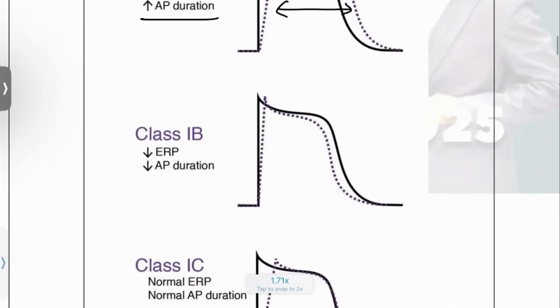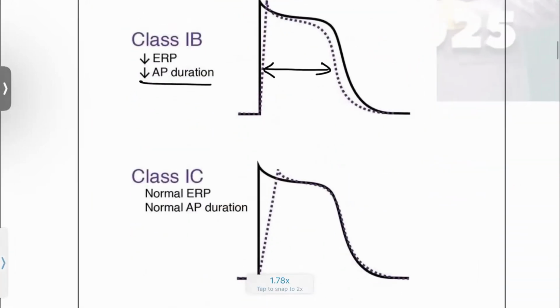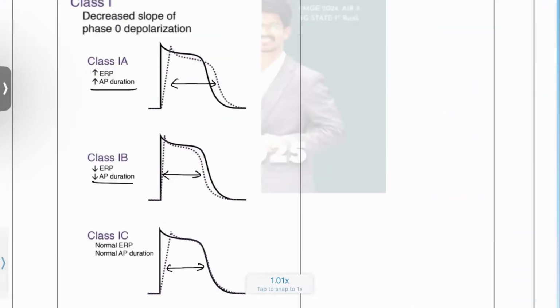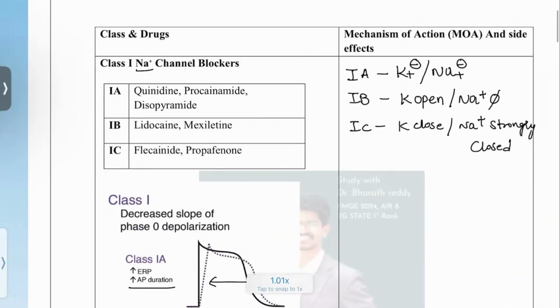And class 1B, where the sodium channel is blocked but potassium is open, here your action potential is decreased, because potassium channels are already open, all the efflux will be happening and the action potential will be decreased. And 1C, that is very strongly closed, sometimes we will just be seeing a normal action potential only. And what are the drugs that we have in 1A?